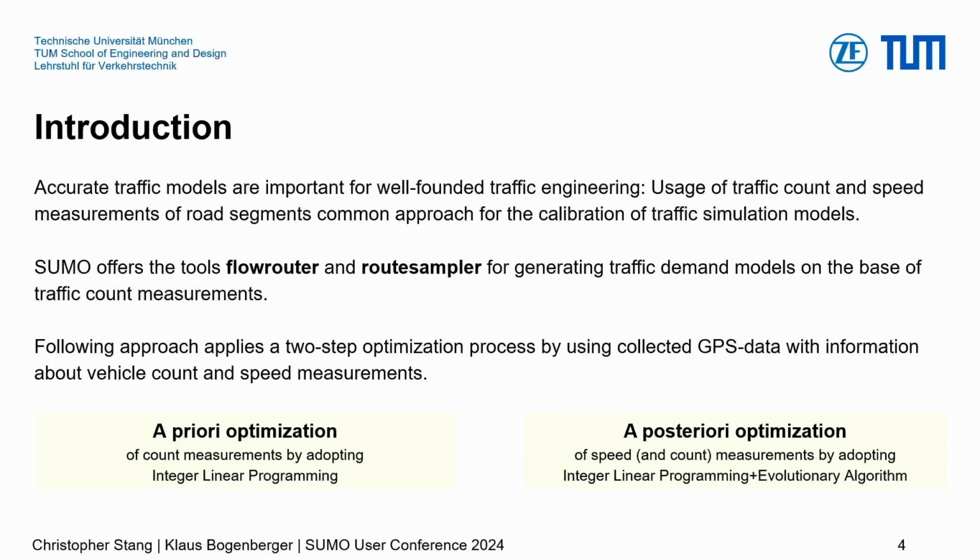So I already mentioned it is a two-step optimization process. Namely, it consists of an a priori optimization, especially of the count measurements by adopting integer linear programming. And the second step is the a posteriori optimization, especially of the speed data, by adopting integer linear programming in combination with an evolutionary algorithm. A priori optimization here means that you optimize before any simulation process has been done, and the a posteriori optimization directly uses the simulation results to calibrate your model.